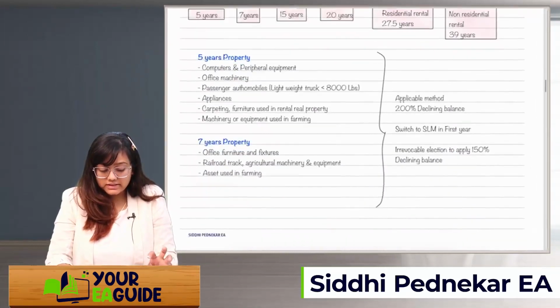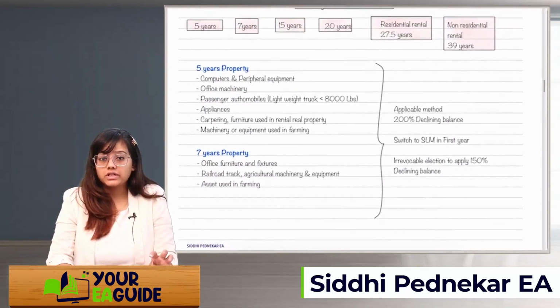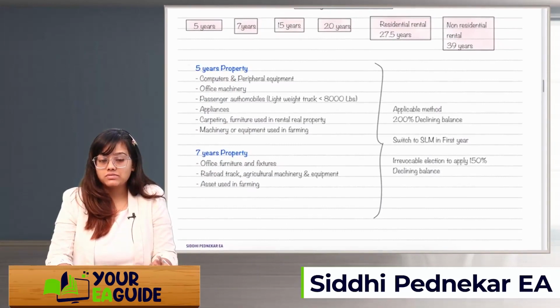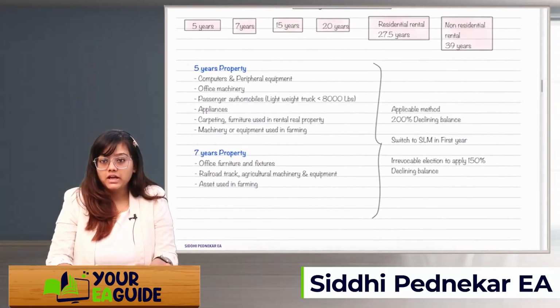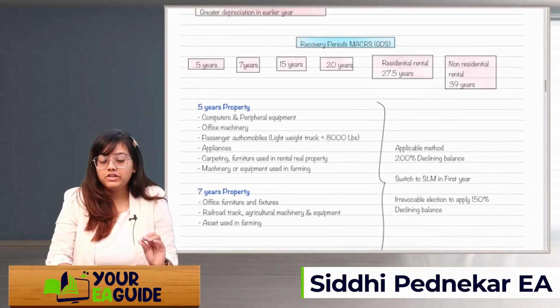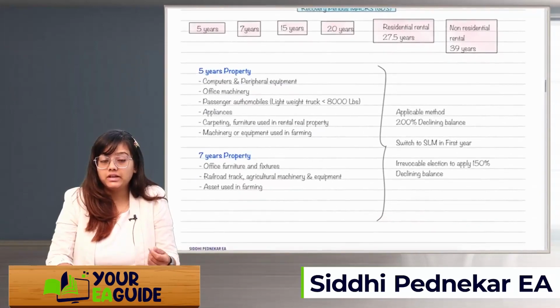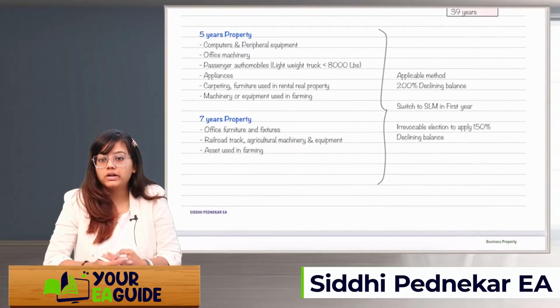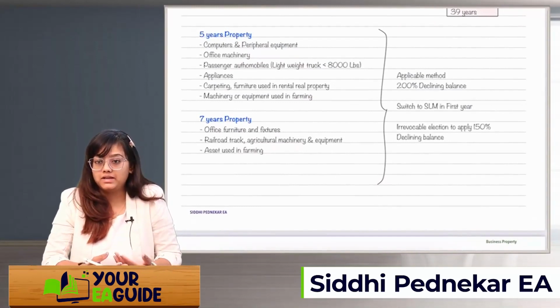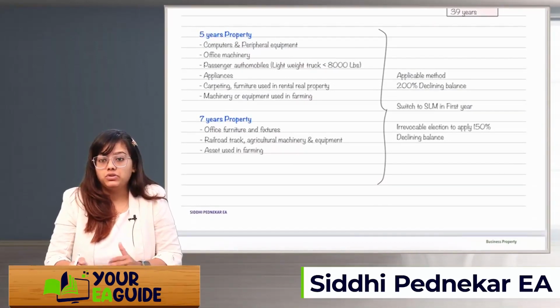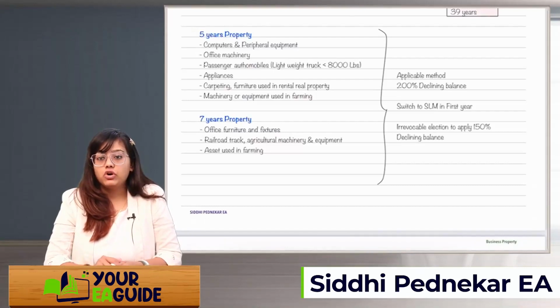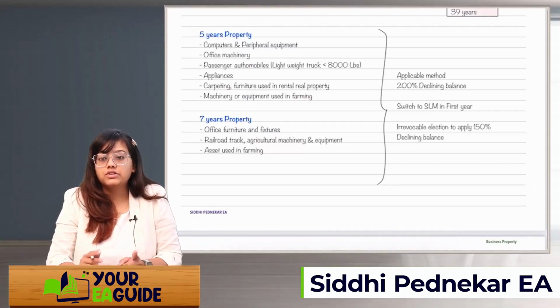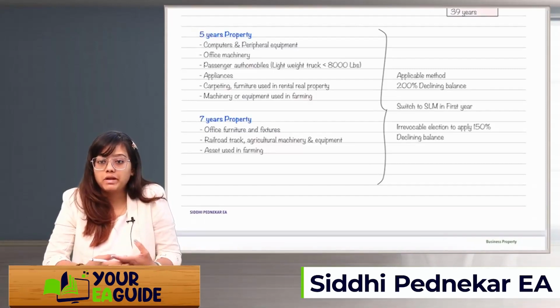So as you select the class for this asset, it will automatically take 5 years as the depreciation useful life, and here you can use 200 declining balance. Second, if you want to switch to SLM, you can convert to the SLM method in the first year, right? And there is an irrevocable election to apply 150.